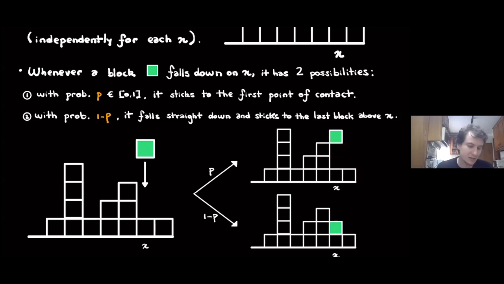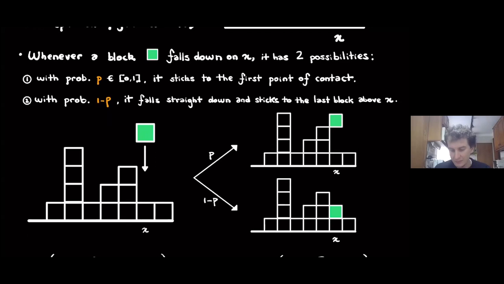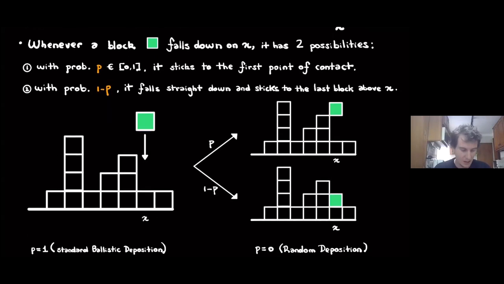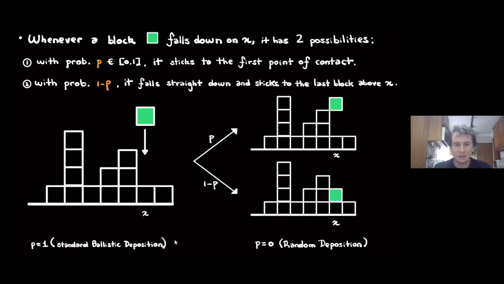And then with probability 1 minus p, if the coin is tails, then the block will disregard any of the neighboring columns and will just fall straight down and attach to the cluster on top of the last block in the column of blocks sitting above x. Okay. So is this clear? Do you have any questions so far?